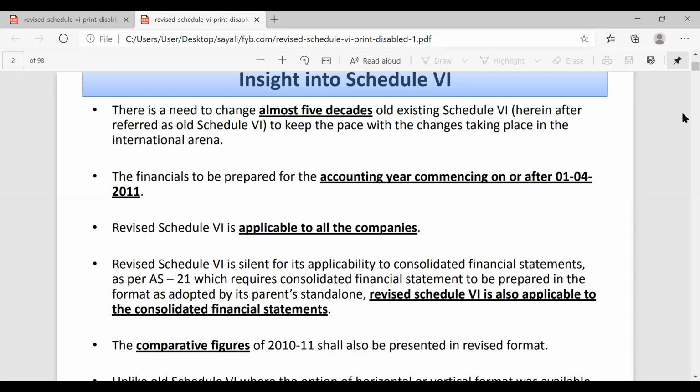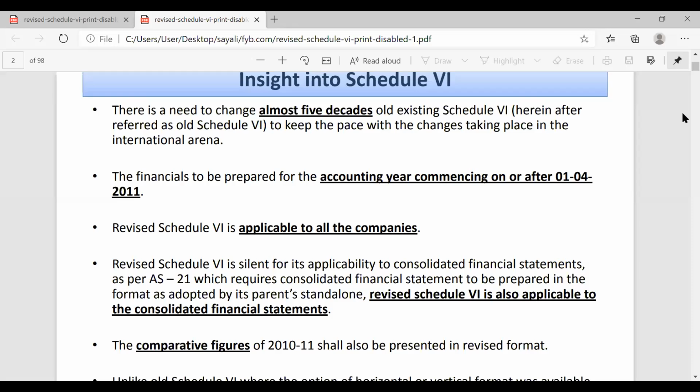So why is it recorded? It is according to Schedule number 6. So what is Schedule number 6? Schedule number 6 is the preparation of balance sheet and profit and loss account as per the new instructions or the new rules and regulations provided by government.